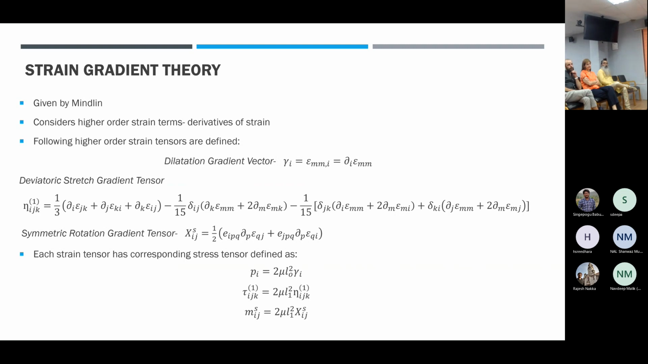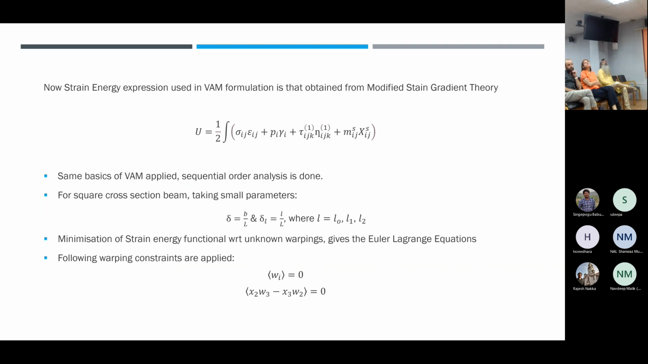mechanical framework. So again, we want to use the VAM formulation here. Instead of taking the classical strain energy expression, we use this modified strain gradient expression. And again, we will do the order analysis for this strain energy functional. Currently we are studying a square cross-section beam.